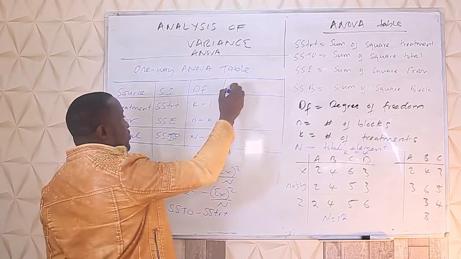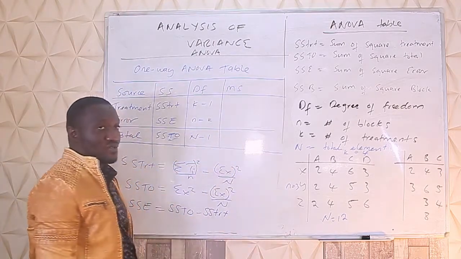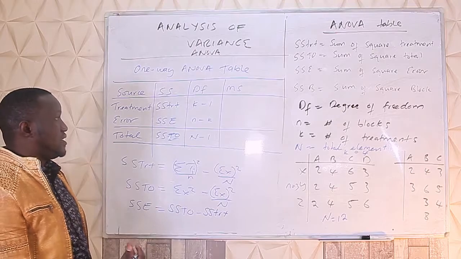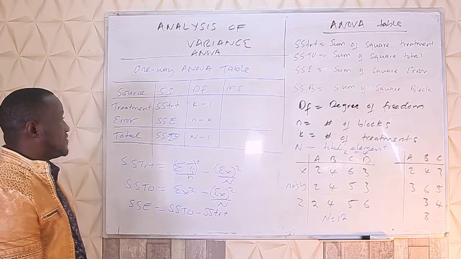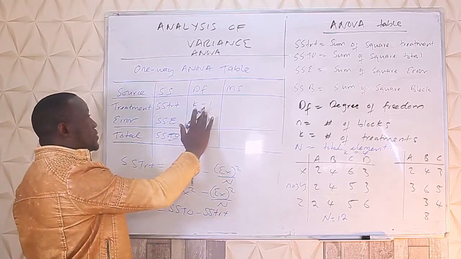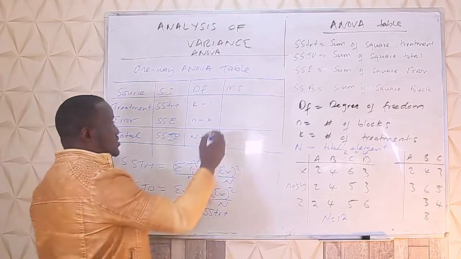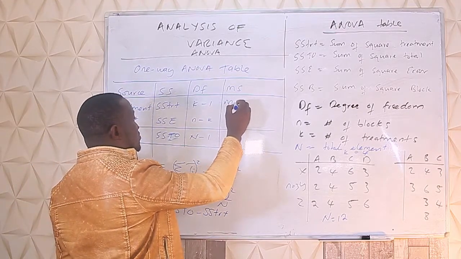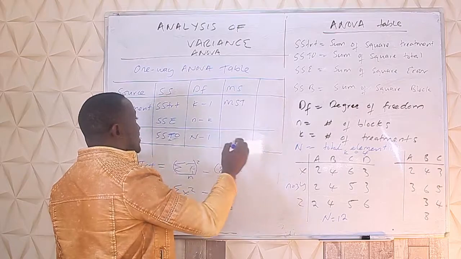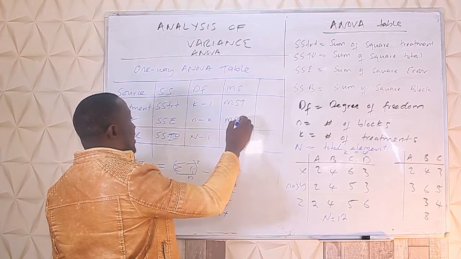We also have what we call the mean of squares. To find the mean of squares, we simply divide the degree of freedom into the sum of square. So this is called our mean square treatment. This is called our mean square error.